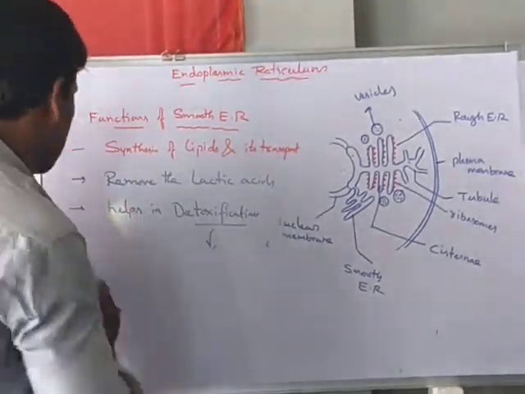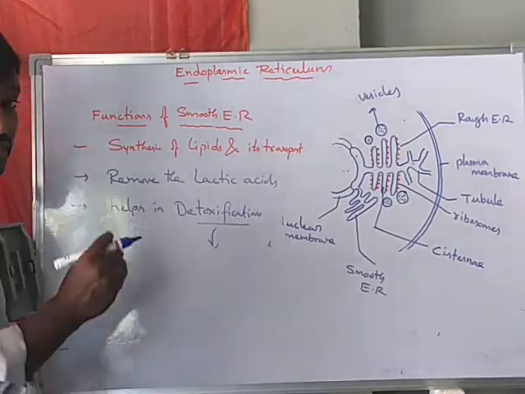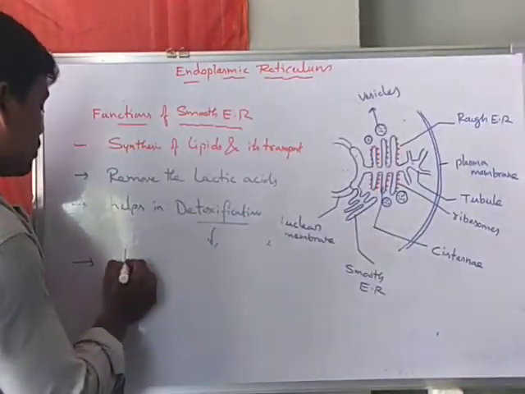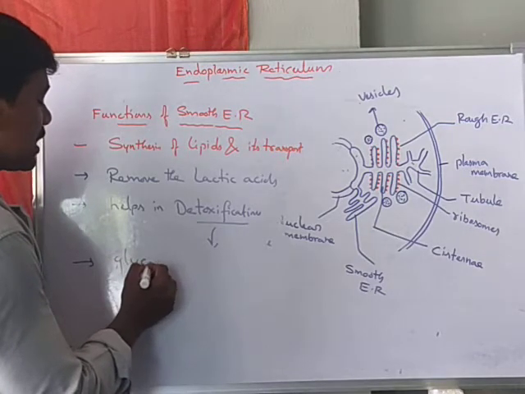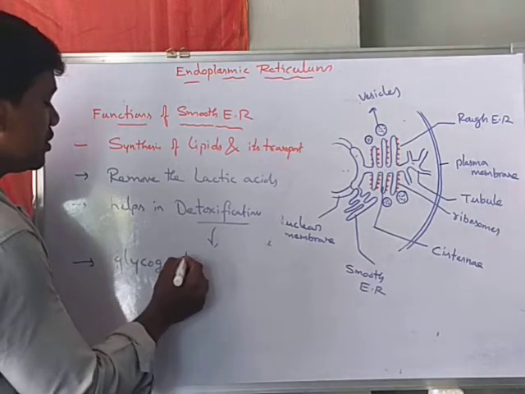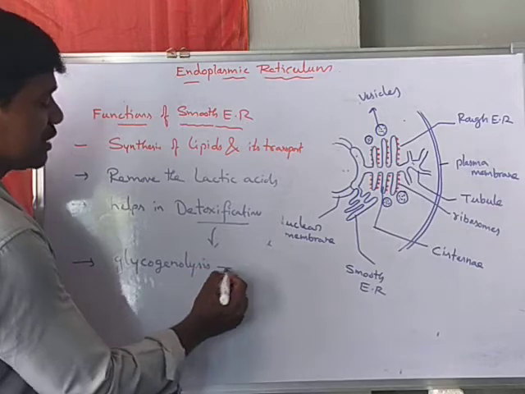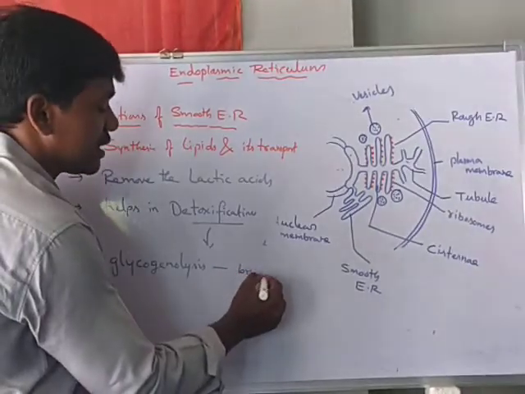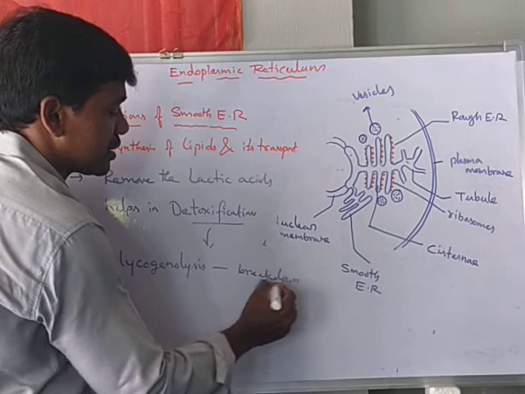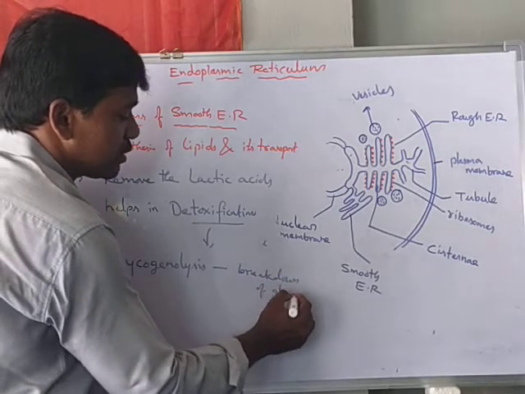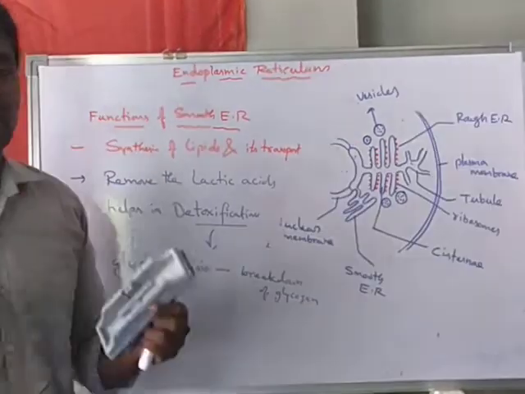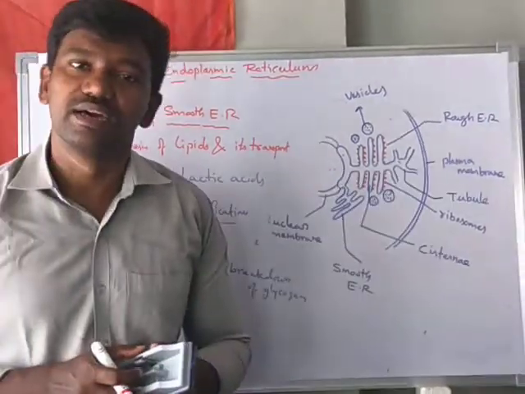And last but not least, it helps in the glycogenolysis process. Glycogenolysis means breakdown of glycogen, in the liver cell. So these are the functions of the endoplasmic reticulum.